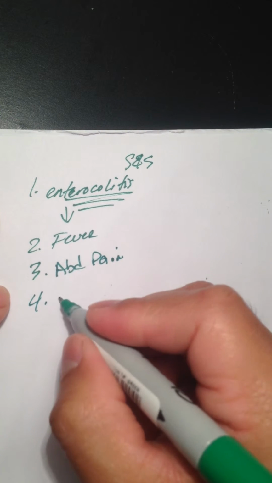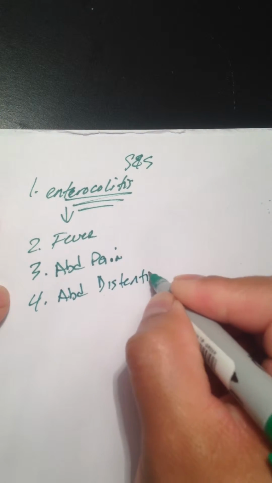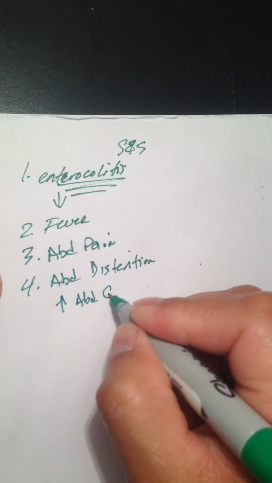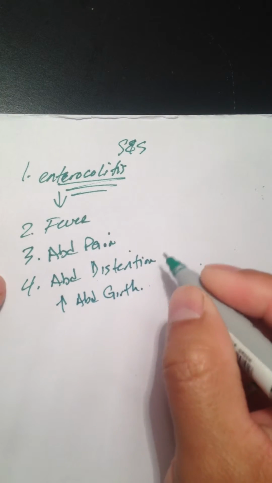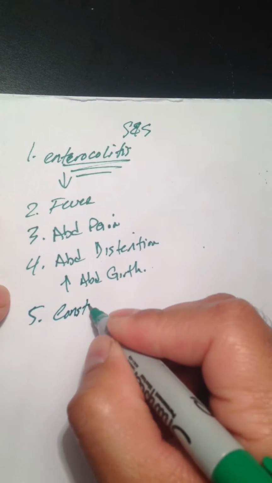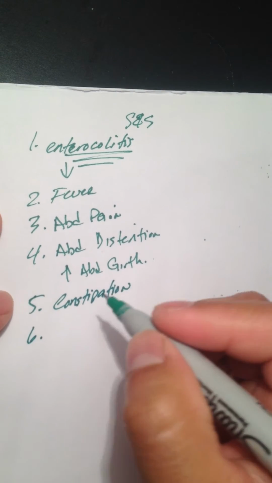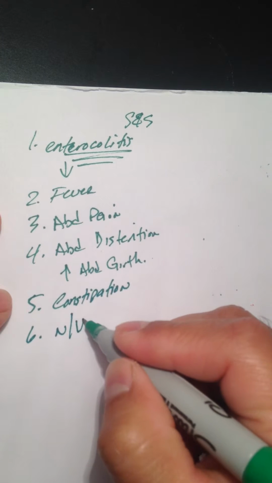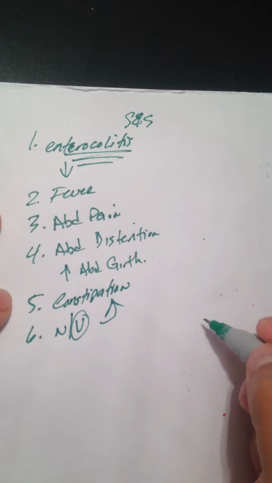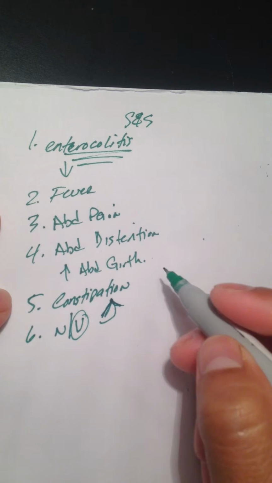And before we just mentioned it, abdomen distension, or increase in abdomen girth. Number 5, constipation. Again, we just talked about this. Number 6, nausea and vomiting. When you're having the constipation, food can no longer pass through, so as a result, you're going to want to vomit.